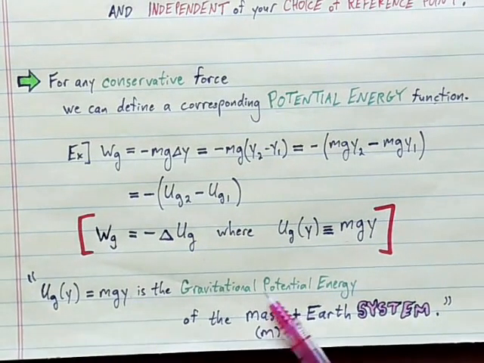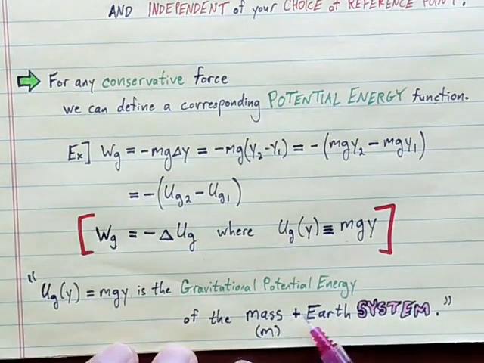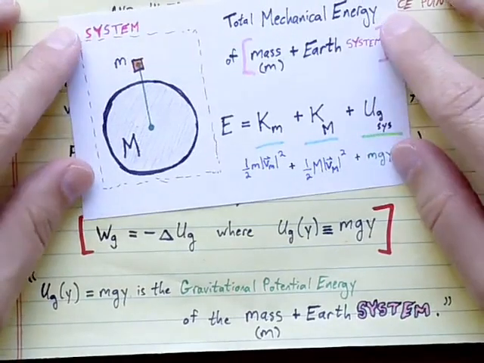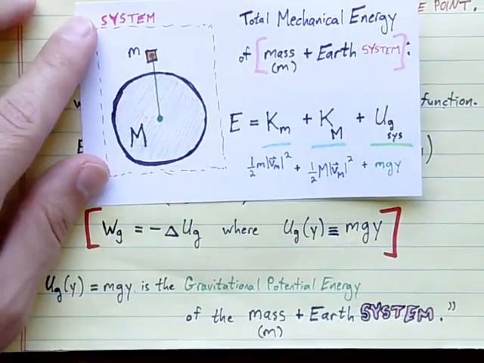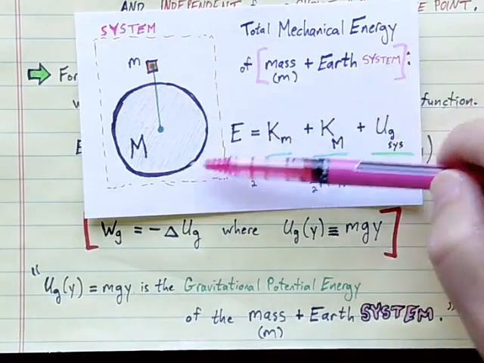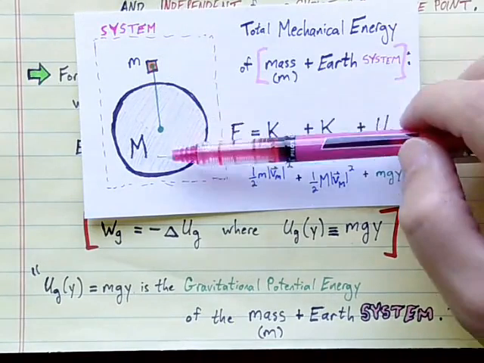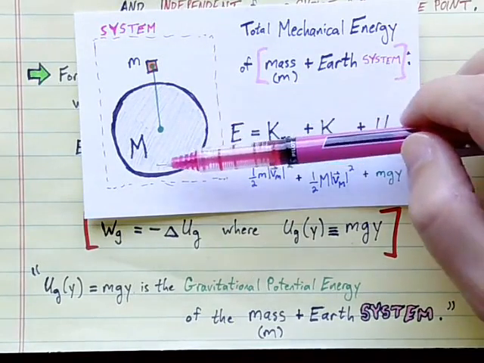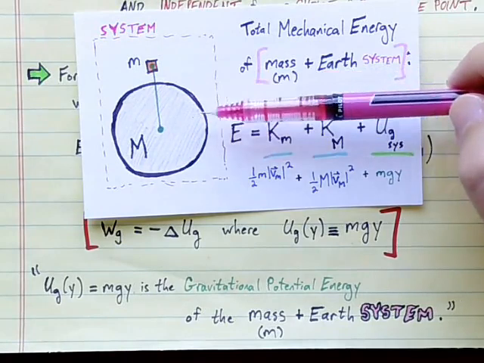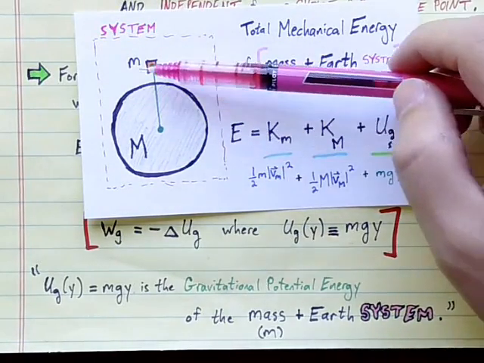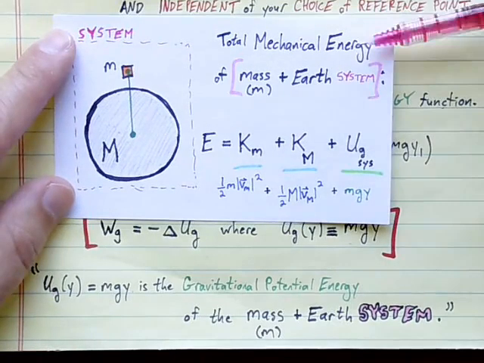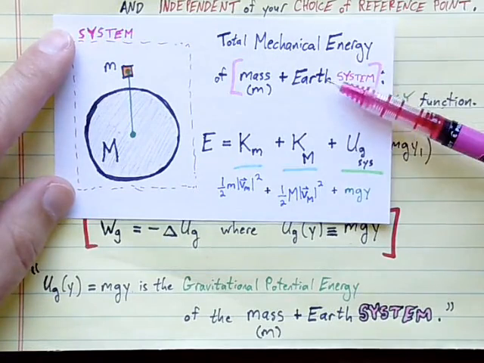Ug(y) is the gravitational potential energy of the mass plus Earth system. This is an important point. It is the interaction between our little mass, our little block here, little orange block, and the entire planet Earth. It's the interaction between them that the force of gravity represents. So it's the interaction between them that creates this potential energy. So if I put our little block and the entire Earth into a system, we say that the total mechanical energy of the mass plus Earth system.